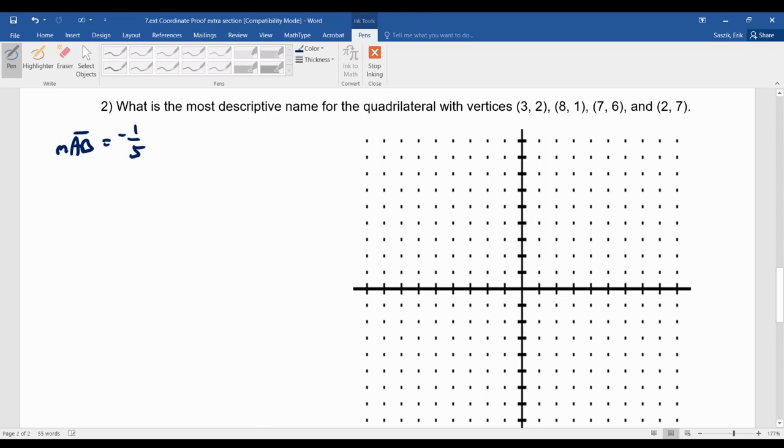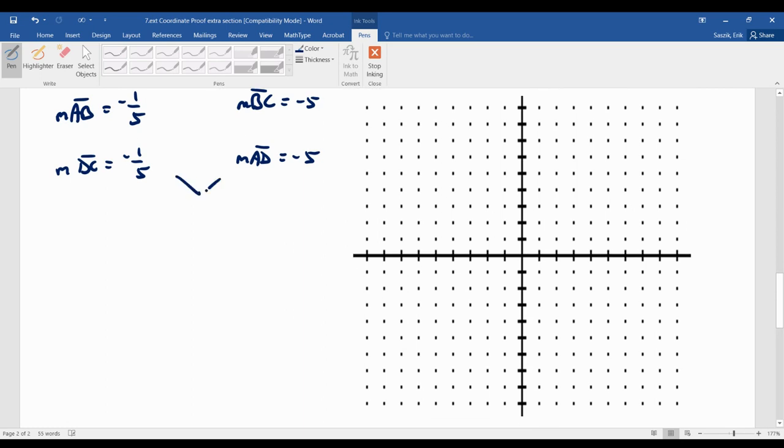The slope of AB is going to be negative 1/5. And then the opposite side is going to be DC. That also has a slope of negative 1/5. The slope of BC is going to be negative 5. And the slope of AD is going to be negative 5 as well. Okay. Now, what do we got here? Well, both pairs of opposite sides are parallel, so you have a parallelogram.